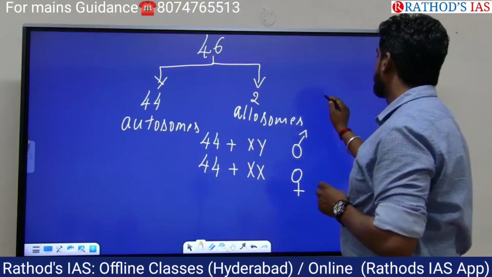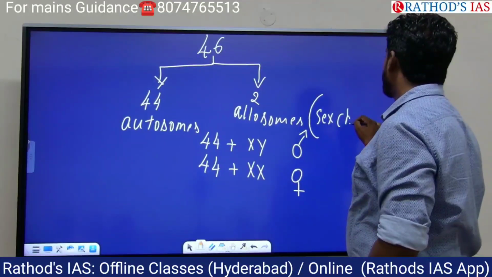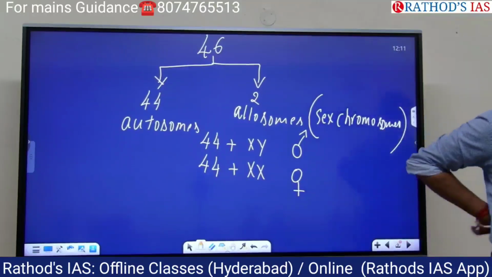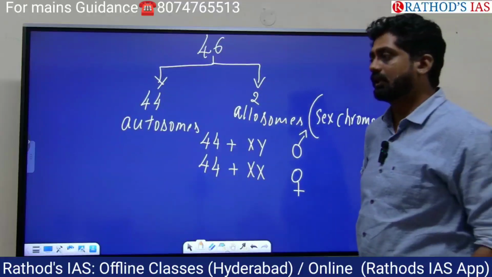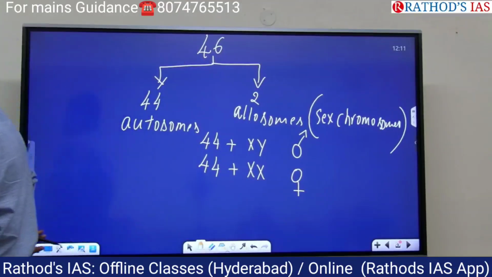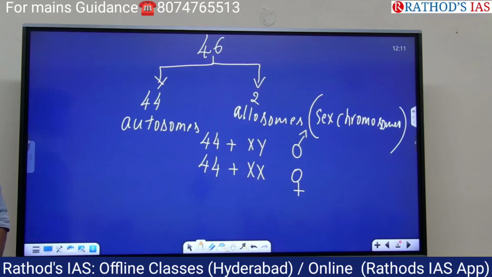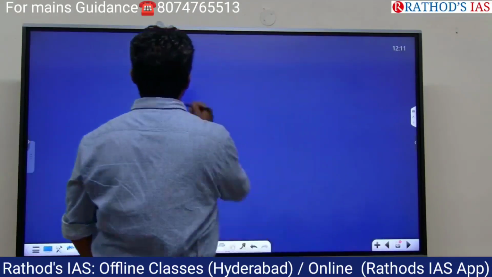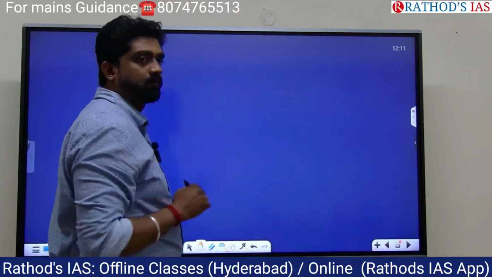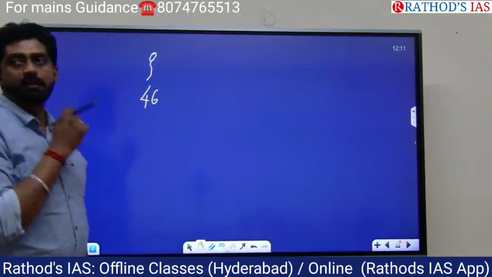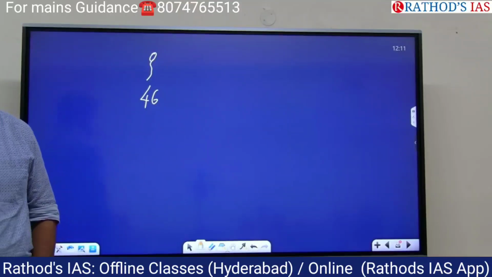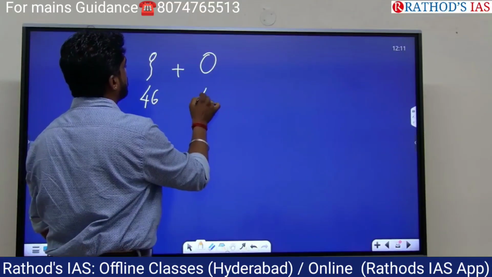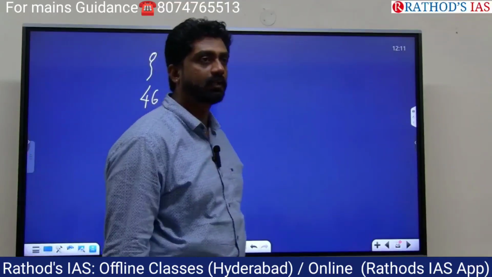Allosomes, you can call them allosomes or you can call them sex chromosomes. And sex chromosomes are nothing but what? XY in male and XX in female. So like this, all the cells in my body from head to toe, all cells will have how many chromosomes? 46 chromosomes. If that is the case, even the sperm, which is a cell, should have 46 chromosomes. And when this sperm fuses with an egg, which is also a cell, even it will have 46 chromosomes. Okay? Yes or no?